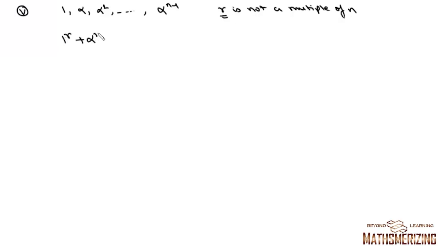Now another important result is, suppose the roots of unity are 1, alpha, alpha square, up to alpha to the power n minus 1, and r is some number which is not a multiple of n. Then the sum of the rth power of these roots, that is 1 to the power r plus alpha to the power r, alpha square to the power r, up to alpha n minus 1 into r, will also be 0 if r is a multiple of n.